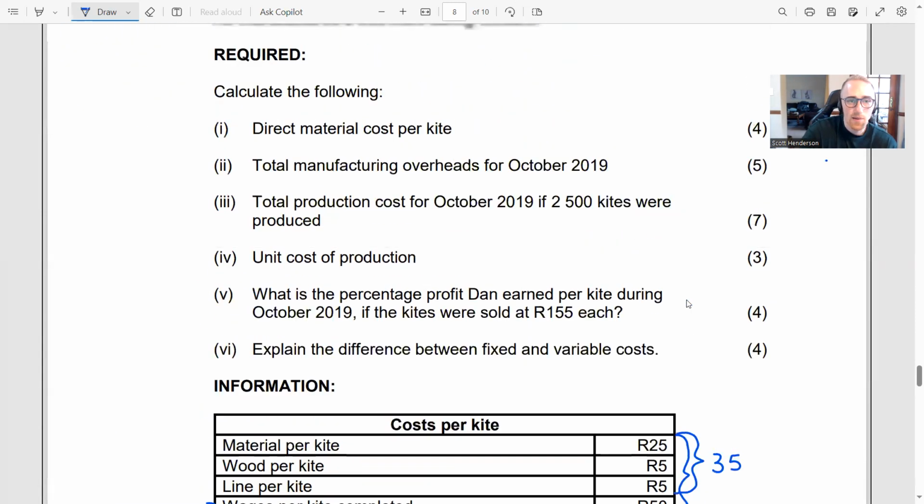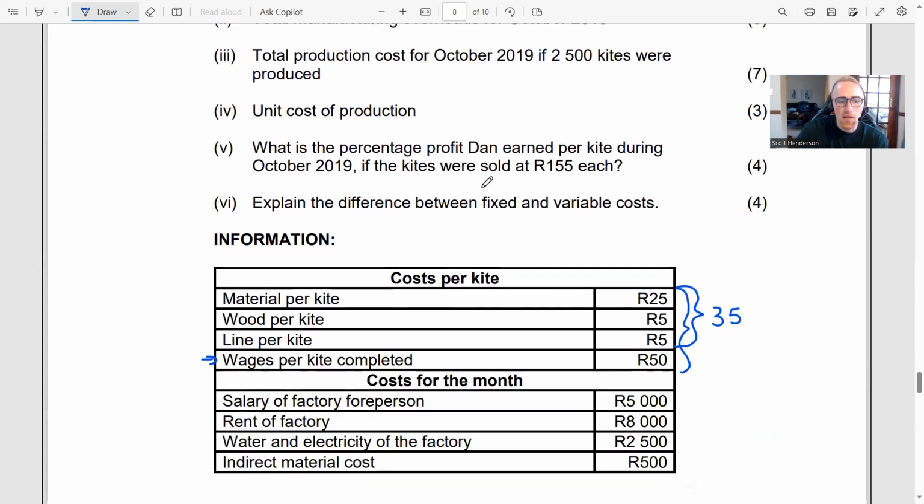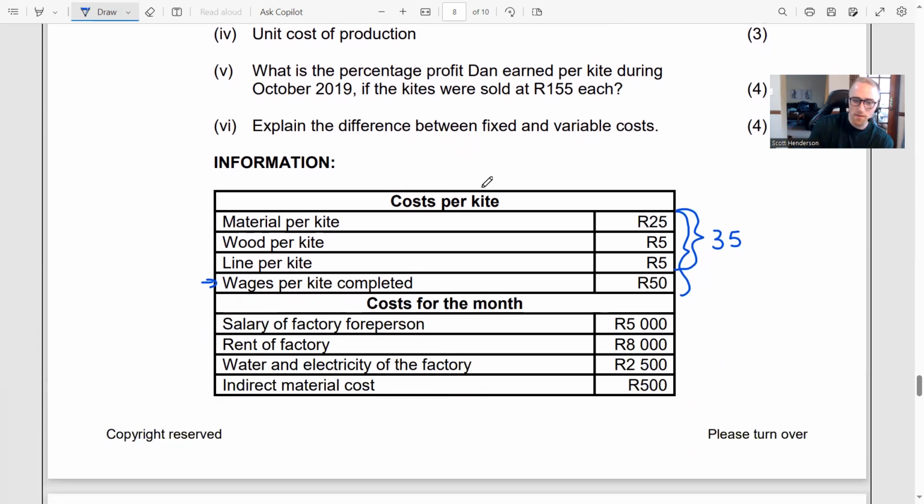Then it says total manufacturing overheads. That is all of the other costs outside of the prime costs. That'll be all our indirect costs, all of our fixed costs. So let's go down to our costs for the month. All of these first four are direct costs. We need all the other costs.